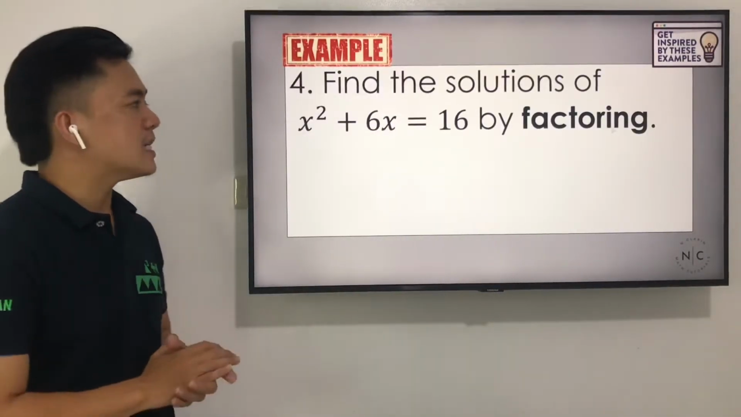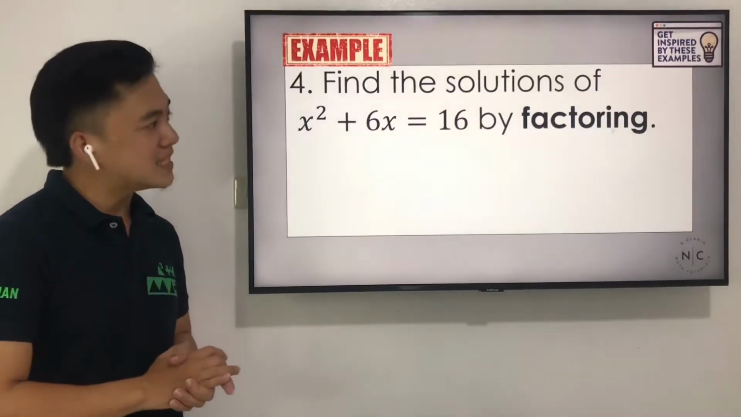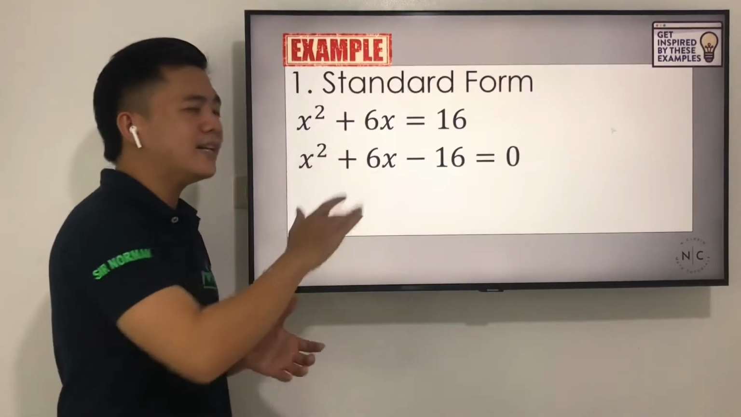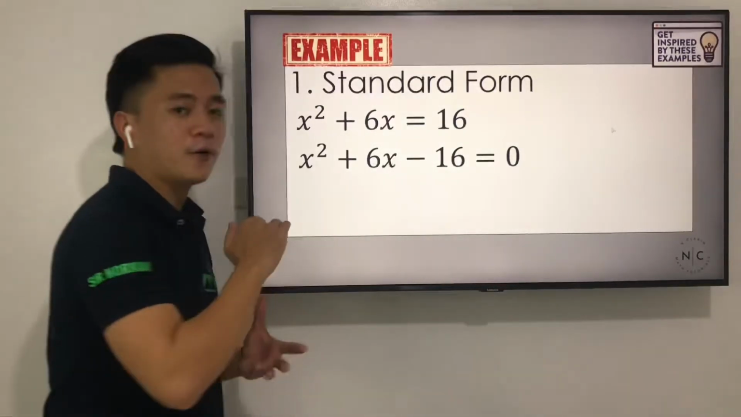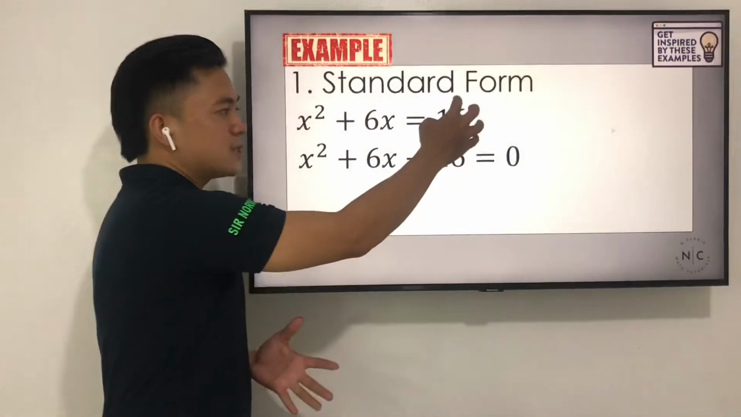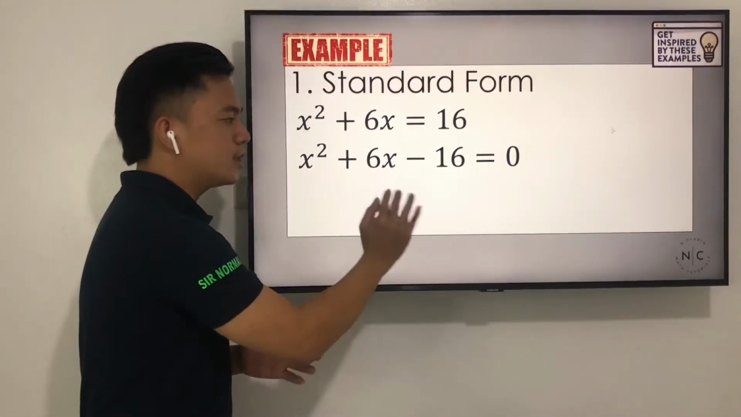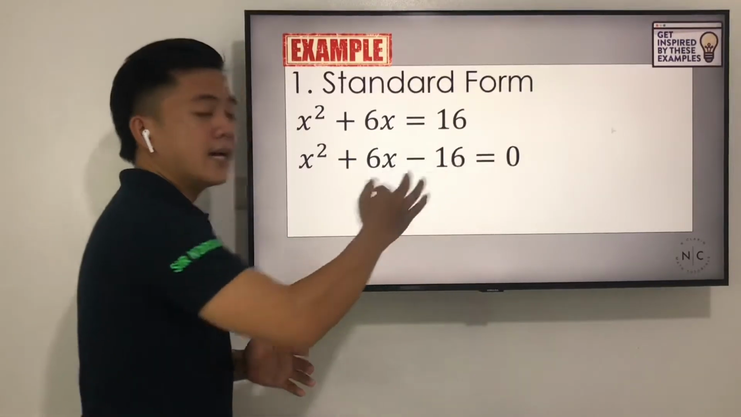Number 4 is find the solutions of x squared plus 6x is equal to 16 by factoring. Same step. First is we will find the standard form of the given equation. So kung wala siya sa standard form, gagawin natin is ita-transform natin siya into standard form. So we will transpose 16, it will become negative. Quadratic term, linear term, constant term is equal to 0. So positive siya kanina, magiging negative.